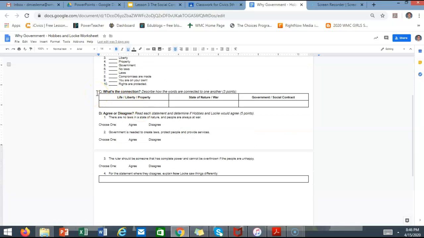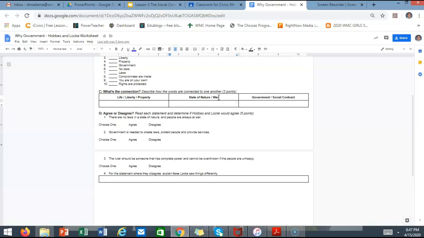Part C. What's the connection? What you needed to do here was take these words, life, liberty, and property, and then the part below, explain what's their connection. Their connection is they are all natural rights that must be protected according to John Locke. Rights people are given from birth, born with them. Then you need to connect state of nature and war. You don't have to connect these with the other ideas on either side, just these two. Okay? The state of nature, no rules, no government, no laws, will result in a state of basically war and conflict.